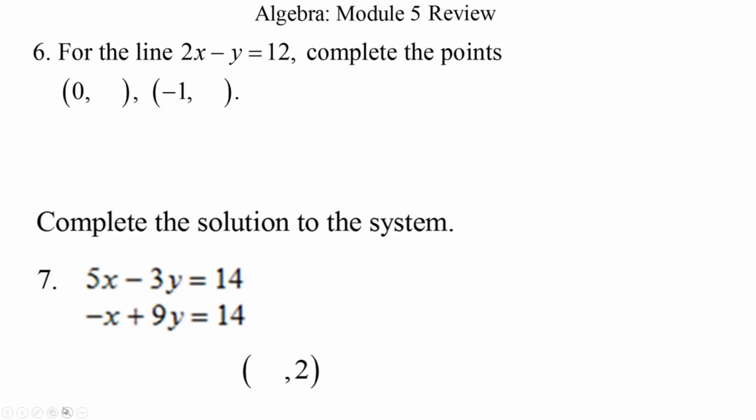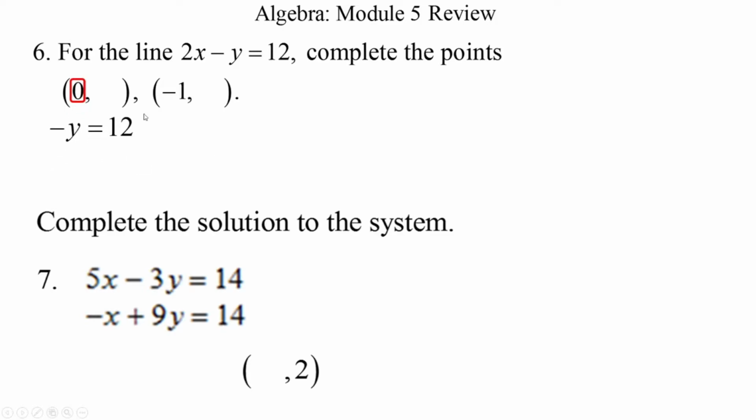Okay, number 6. For the line 2x minus y equals 12, complete the points. You have to love a problem where they give you a coordinate and they're simply asking you to find the other coordinate. They've given us an x coordinate in both of these points, so I simply need to do direct substitution to find my corresponding y coordinates. So let's start with the first x of 0. That means this x right here is a 0.